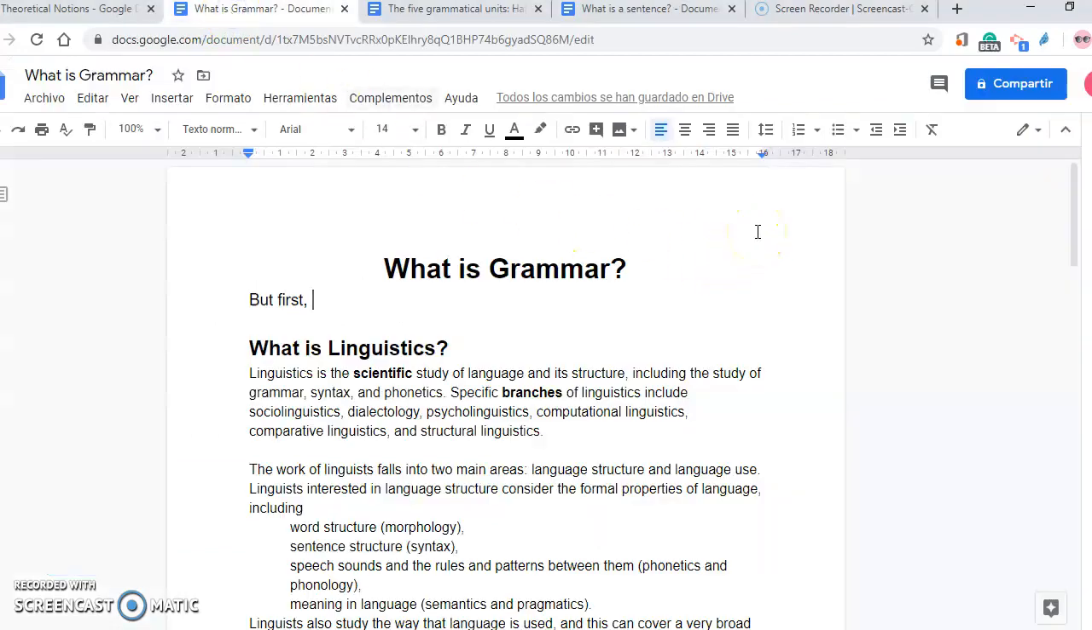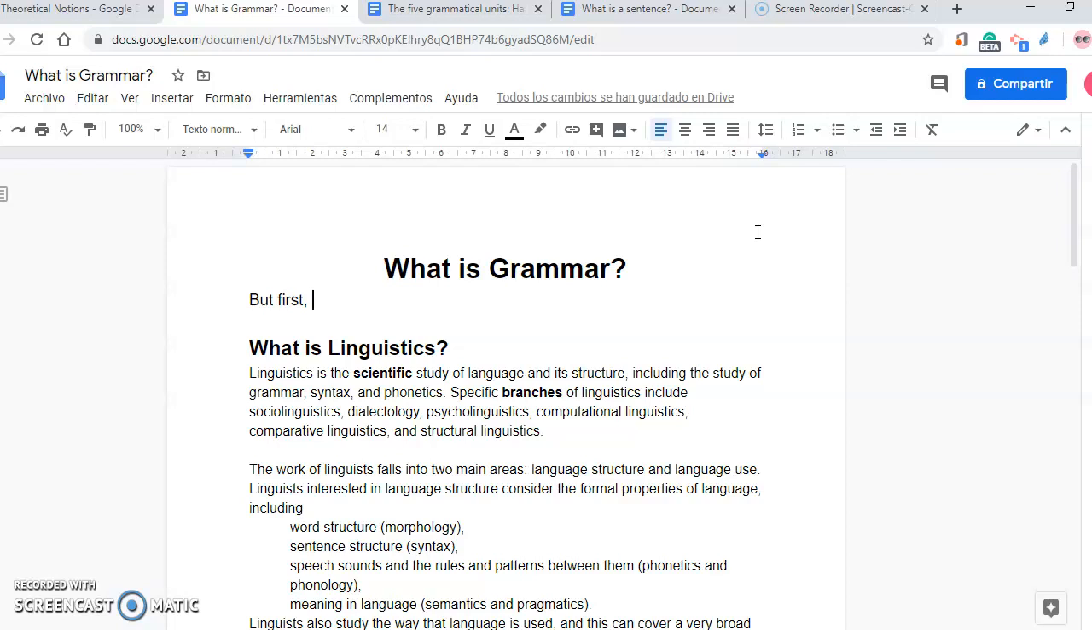When we talk about grammar, we talk about language. And when we teach a language, we are in the field of a scientific discipline called linguistics. That is why I wanted to start talking about what is linguistics. And here we've got some definitions. Linguistics is the scientific study of the language and its structure, including the study of grammar, syntax, and phonetics.